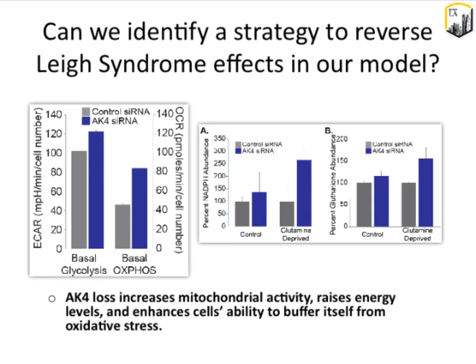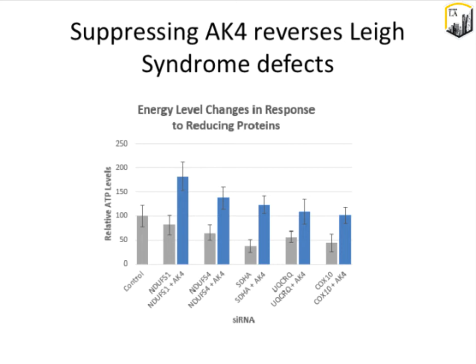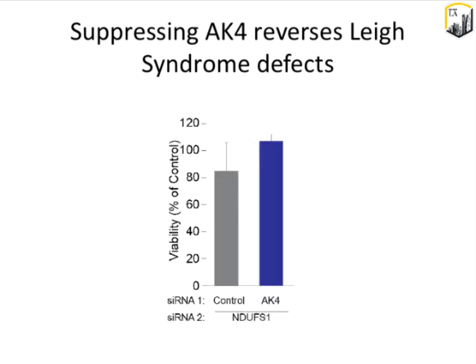Here's another graph depicting mitochondrial activity. We can restore mitochondrial activity, and we can increase the cell's ability to buffer oxidative stress. And so if we go in and produce our Leigh syndrome model, which is all these gray bars, and then on top of that perturb this protein called AK4, we can restore energy levels to normal or even bump energy levels up. So we found one method, first defined a method, by which we can counteract the actual cellular phenotypes of this disease, Leigh syndrome. And in addition to increasing energy levels, we found that we could also rescue cell viability, so we could actually cause more cells to stay alive in this context of Leigh syndrome.